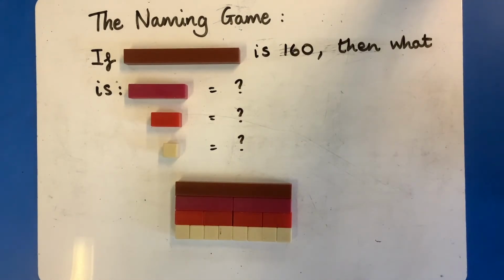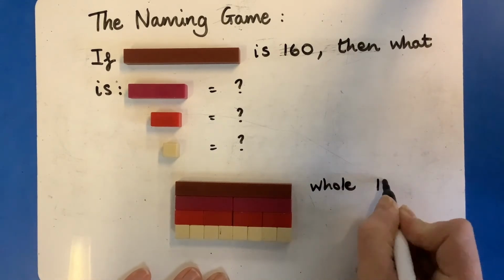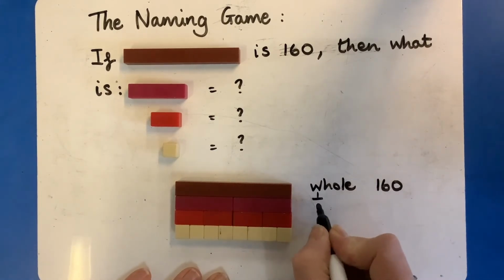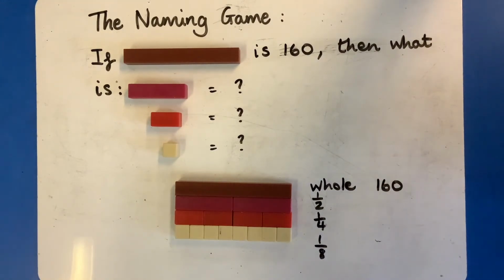Okay, if brown is 160, then what is pink, red and white worth? So my whole, that's worth 160. I've got halves, I've got quarters, and I've got 8s. Can I work out how much each is worth? Pause the video and have a go.